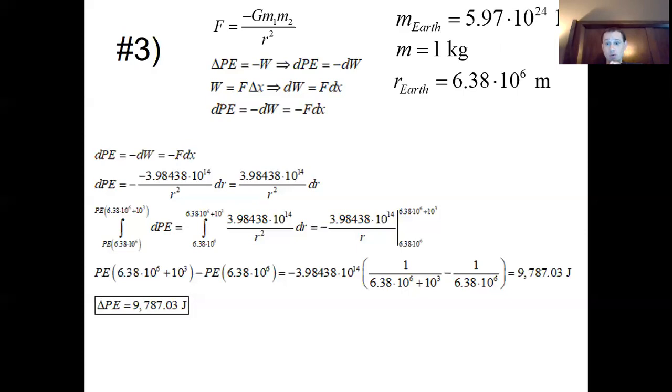If you take 1 times 9.81 times 1,000, you get 9,810 joules. That is a lie. That's not really how much energy it took to move up there, because that's a linear approximation, the one in physics class. The real change in potential energy is this, 9,787.03 joules. Is it close? Yeah. Is our linear approximation pretty good, even all the way up to 1,000? Yeah. Is it exact? Heck no.